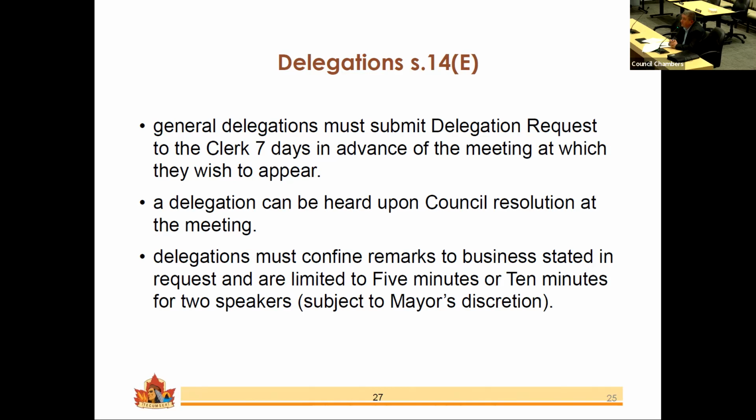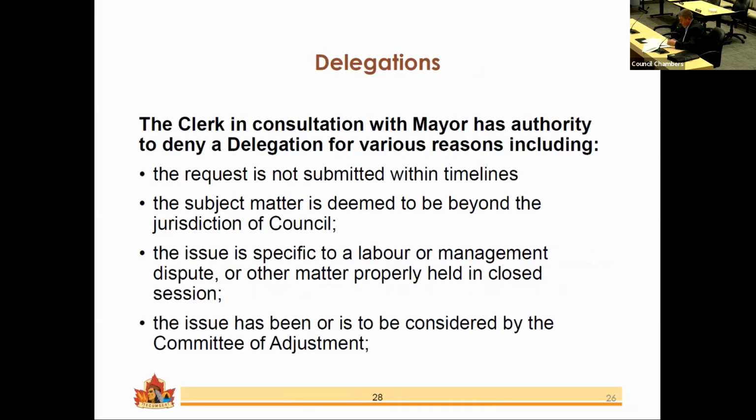And then certainly, as always, a delegation can be heard upon council resolution at the meeting itself. Delegations are usually asked to confine their remarks to business stated in that request or business related to the agenda, and are usually limited to 5 minutes, or 10 minutes for 2 speakers. And as always, that's subject to the mayor's discretion. Next slide, please.